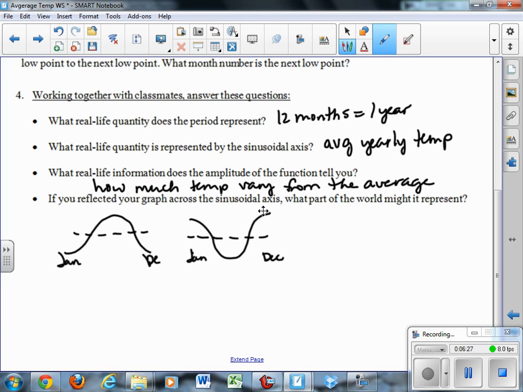Well, this is going to occur in the southern hemisphere, specifically somewhere that would be similar in latitude, only latitude in the southern hemisphere, as we are in the northern hemisphere. Someplace maybe like Australia, maybe somewhere in South America, those types of places would have that happen.